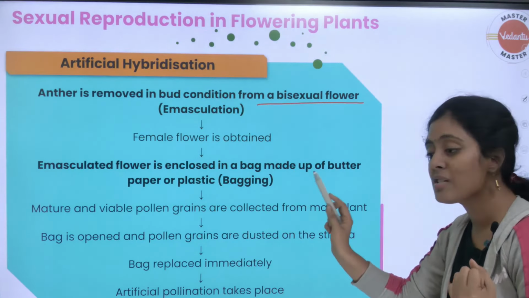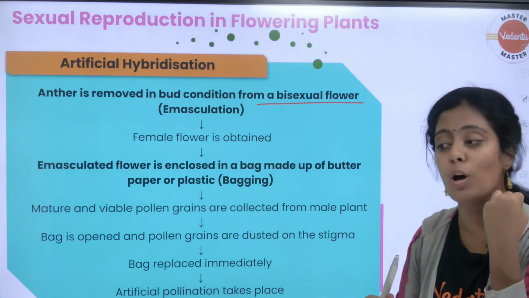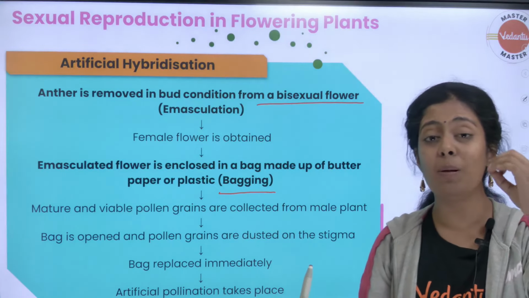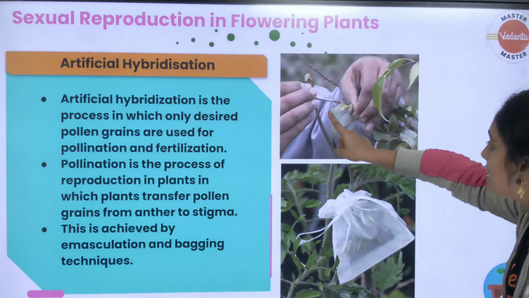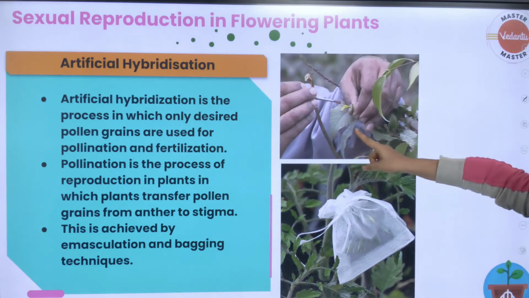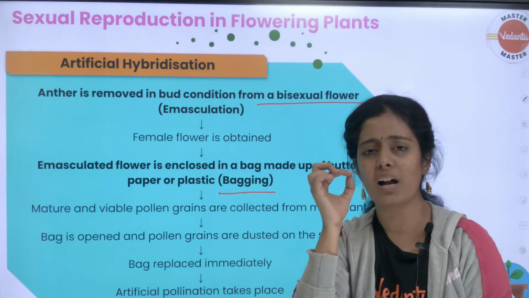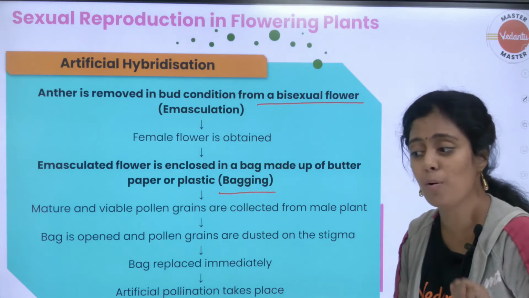Okay, then the emasculated flower is enclosed in a bag made up of paper or plastic. That is called bagging. Bag panonne, I will bring a mature and viable pollen and dust it. Can you see here? This is how the pollen grains are dusted. Okay, so beautifully it is done. It's a very, very, enna solradhu, romba correct ah panakudiya oru process. Okay, romba intricate ana process idhu.